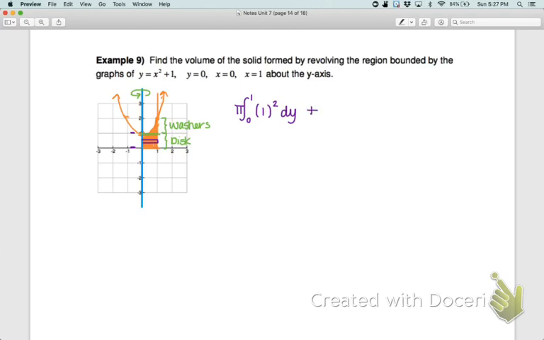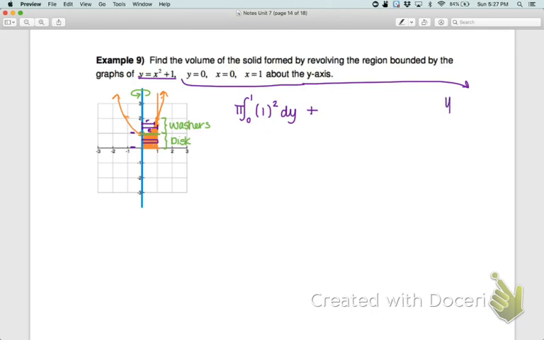Plus, now we need to do the top, and that is going to have an inner radius and an outer radius. The inner radius is going to be this distance right here, the void space, and the outer radius is going to go all the way out to the edge. That is our capital R, all right? Now, the equation that they gave us is solved for y. Since we're going vertical, we need to solve this for x. So let's bring that over here.